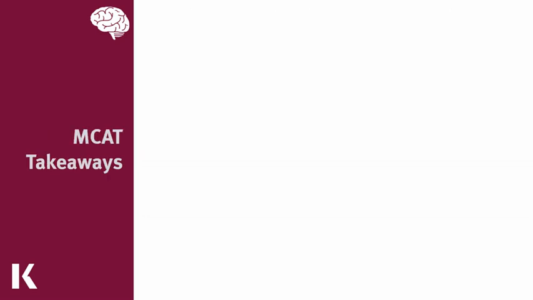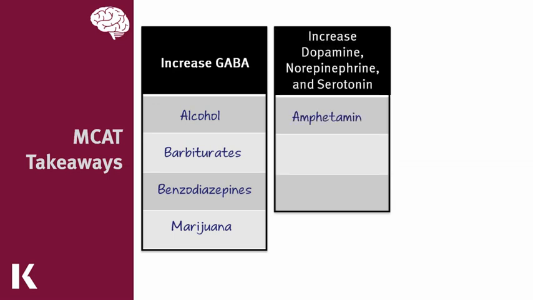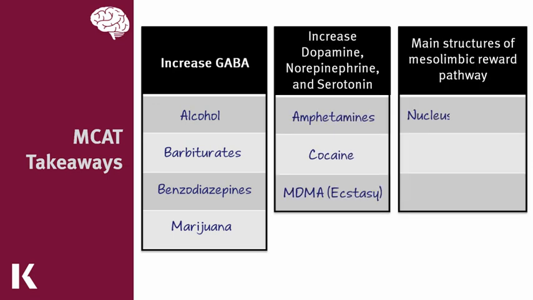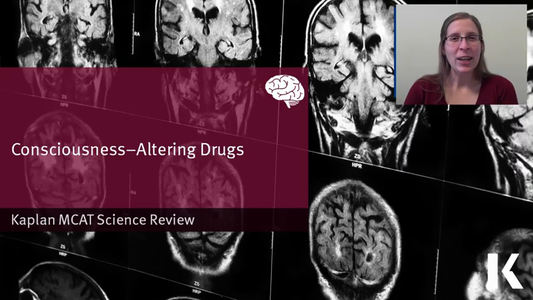Let's quickly run through the key points you'll need to know cold for test day. It's critical for you to understand how these drugs work in the body. So depressants and marijuana act by increasing GABA. Stimulants increase dopamine, norepinephrine, and serotonin activity. Finally, the mesolimbic pathway, which involves the nucleus accumbens, medial forebrain bundle, and ventral tegmental area, is responsible for drug addiction.